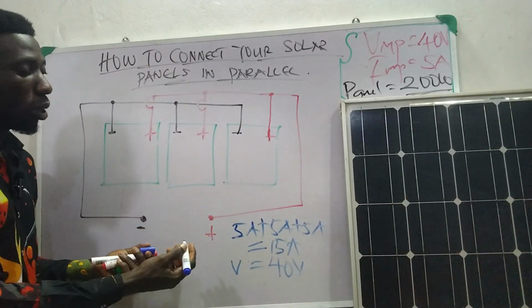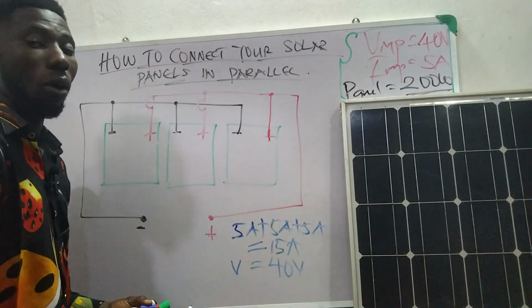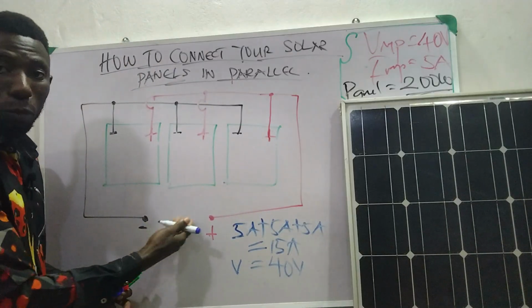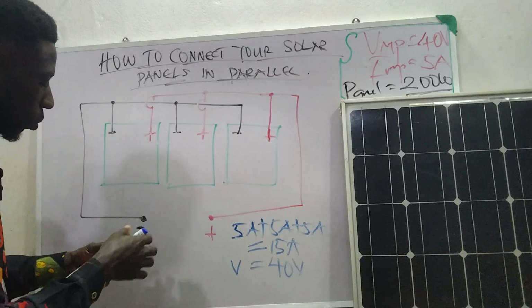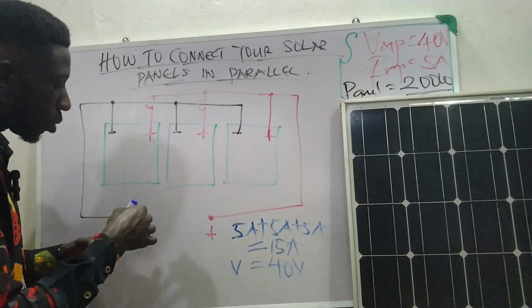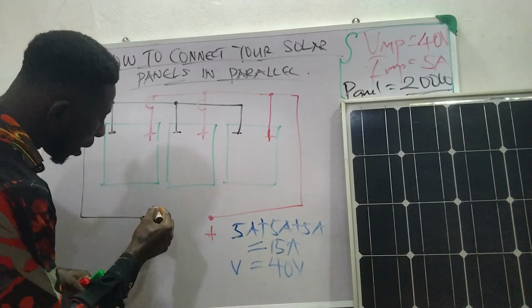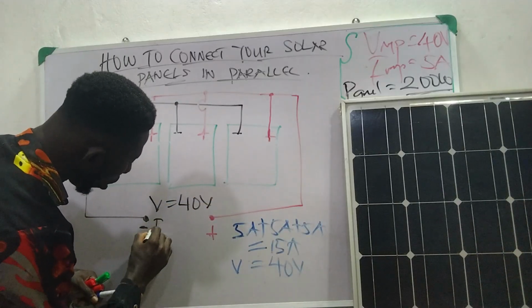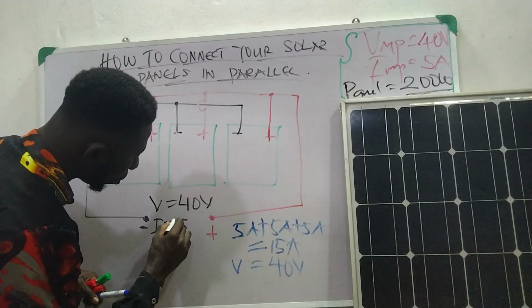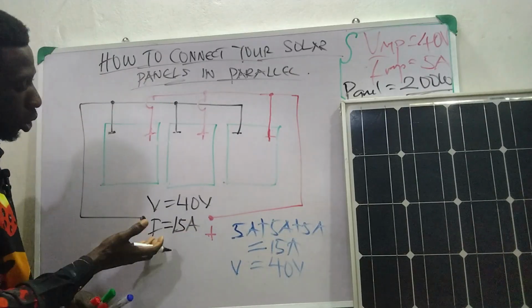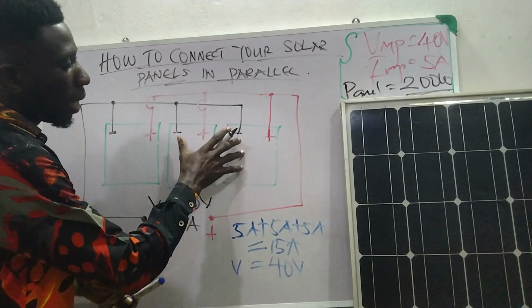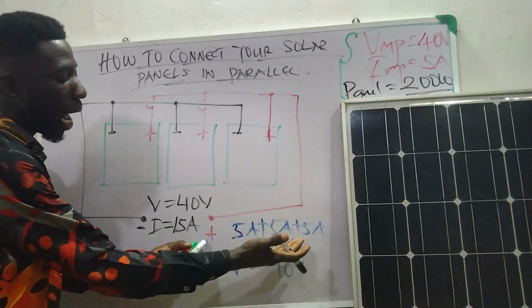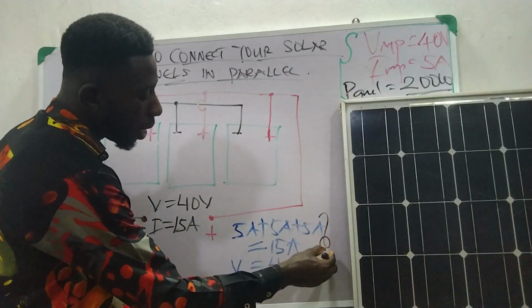Hope we are following. So this is the simplest way to calculate or to do parallel connection and how it works. So let's bring our results here, right? At the end, we have our voltage equals 40 volts, while our current equals 15 amps. Because we connect in parallel, and parallel says increase current and voltage remains constant. So this is how you can calculate your current for parallel connection.